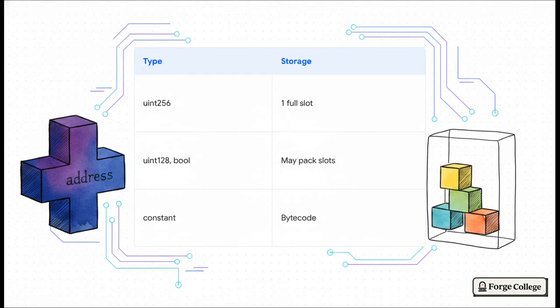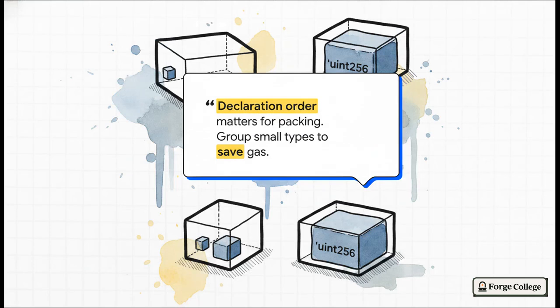Here is where the Tetris mechanic really comes in. Look at this breakdown. Large data types like a uint256 or bytes32 are bulky. They demand one full 32-byte storage container all to themselves. Even an address, which is 20 bytes, is going to take up a whole slot by default if it's just sitting alone. But smaller types, like a uint128 or a simple boolean, are much more accommodating. They actually don't mind sharing a slot at all, provided you declare them right next to each other in your code.